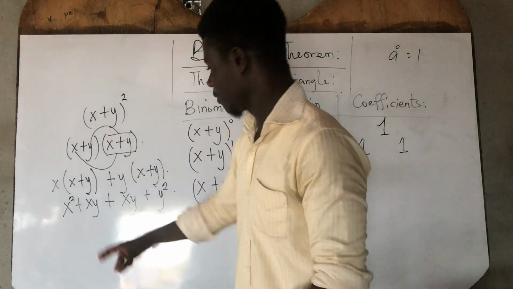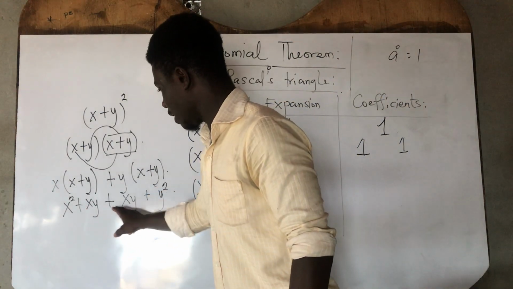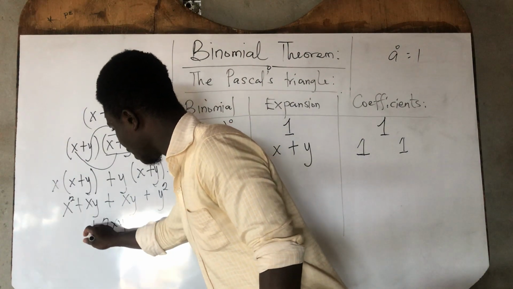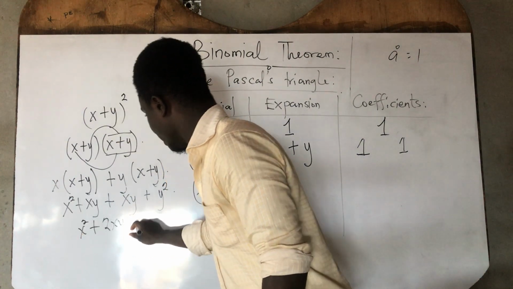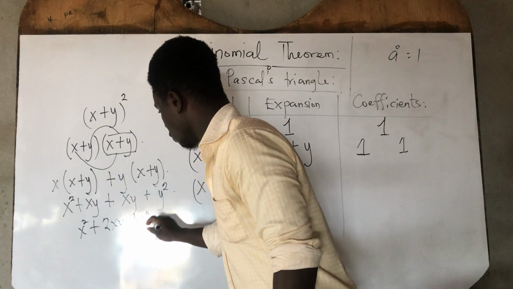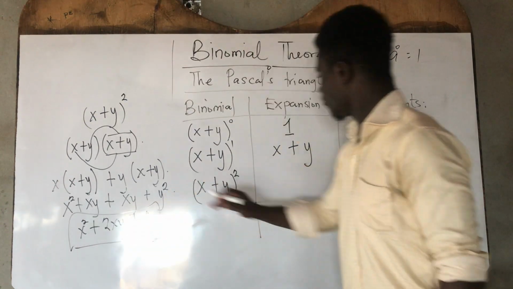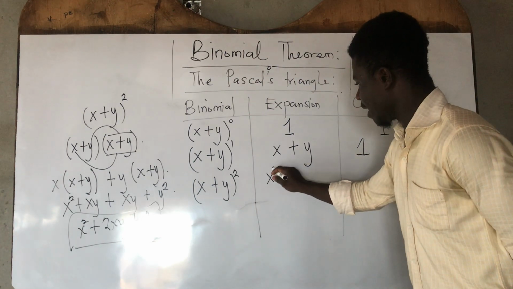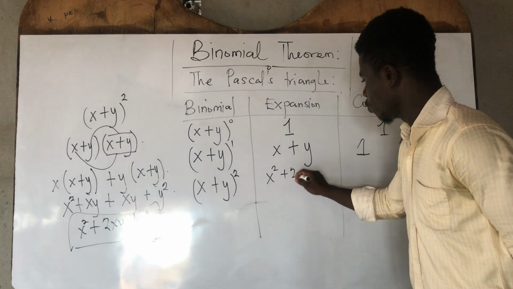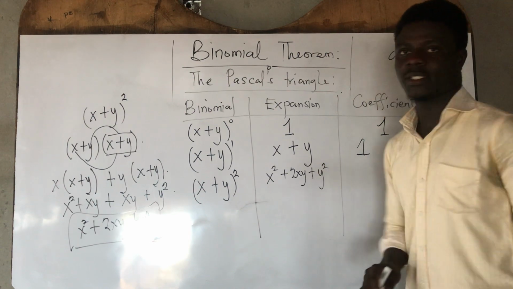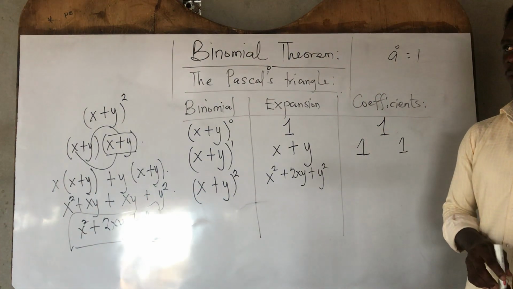X squared plus, we have like terms here, which is xy plus xy, which is what? 2xy, then plus my x squared here, then plus my y squared. So this is the expansion. So I have x squared plus 2xy, then plus y squared. I believe we are all following here.